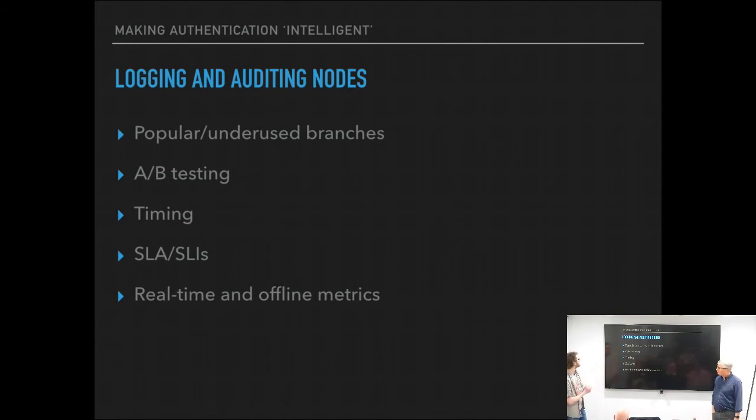So there were a couple of notes about logging and auditing nodes already. I think we've hinted at a lot of these. So popular underused branches within your trees, or even popular and underused trees. For doing A/B testing, maybe you just want a random node that sends half your users off to one side and half users off to the other, and sees what the user experience is on those by adding timing nodes to see how long it takes.